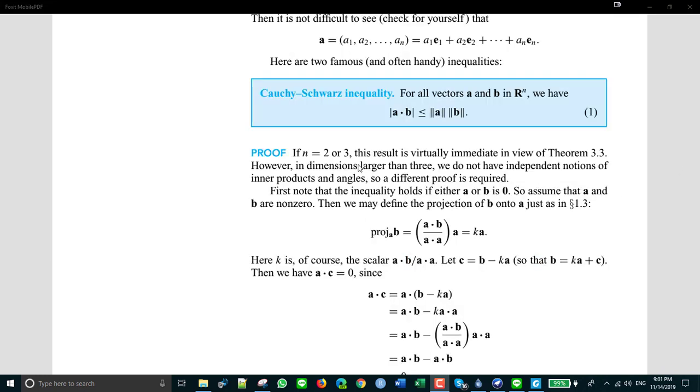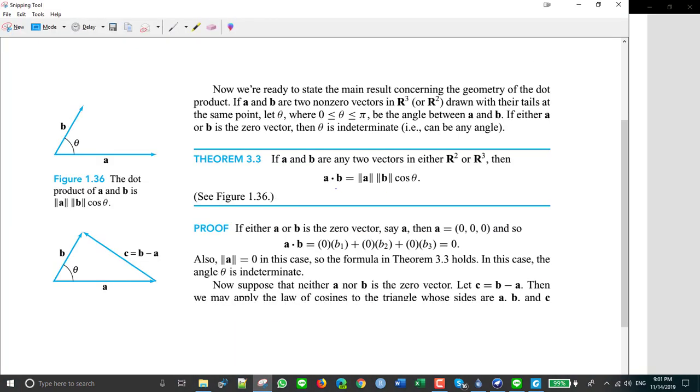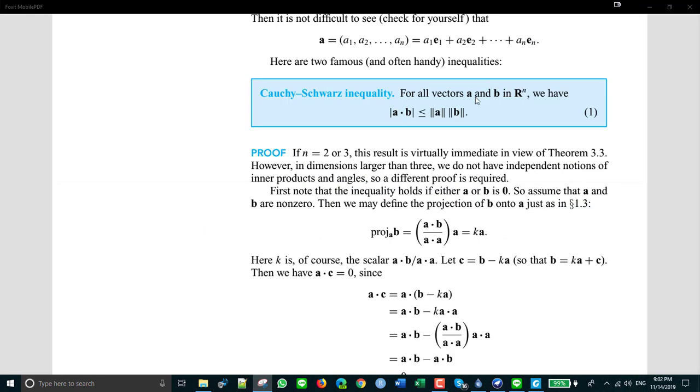So she says if we're just talking about R2 or R3, this is virtually immediate because of this theorem. So a dot b, if we take the norm of that, we have this theorem. If we take the norm of this, it equals the norm of this. And then we just want to say that this has to be less than or equal to just the norm of a times the norm of b. So that's obvious because this is at most 1, so it could be less than 1. So we get this result.